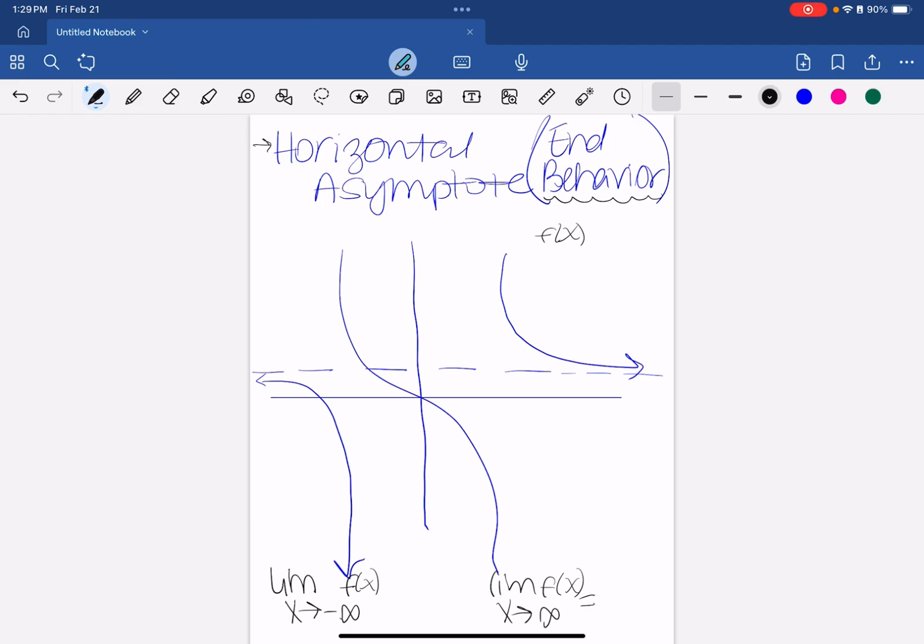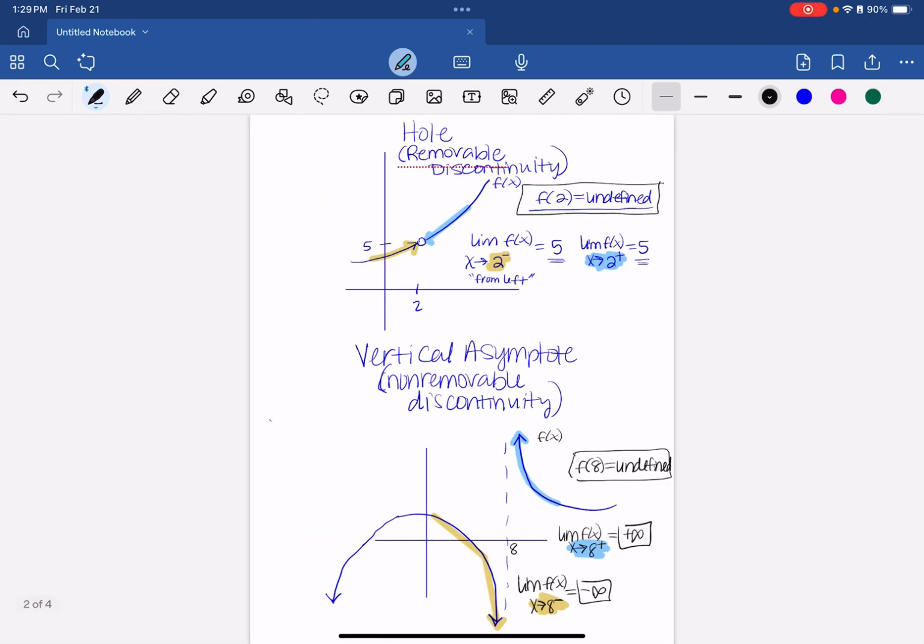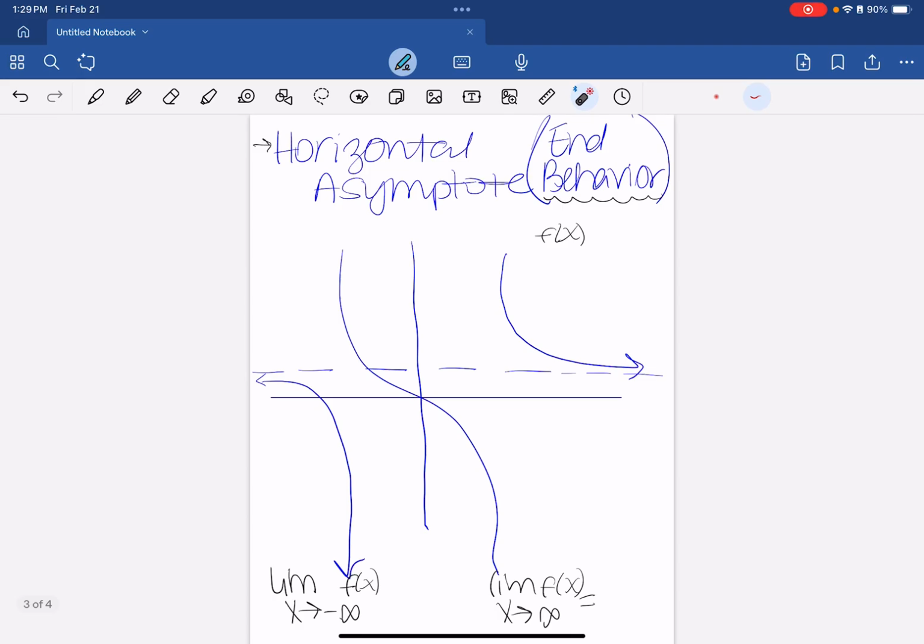So notice the difference here. In the previous examples, we were approaching an input value. That means when I'm at a particular x value, what is y doing? And then we had these different answers. Horizontal asymptotes are when we look at end behavior. When I go to the left forever, or if I go to the right forever, what is the function doing?